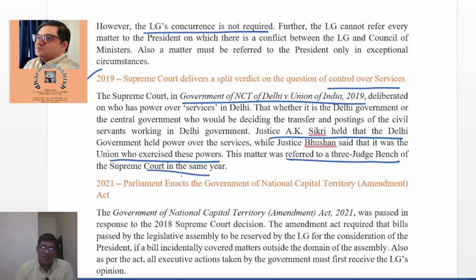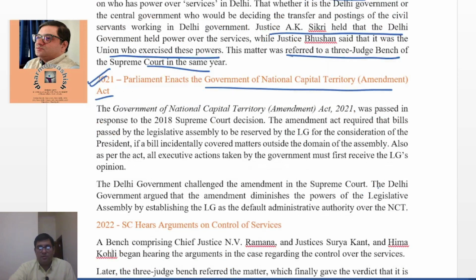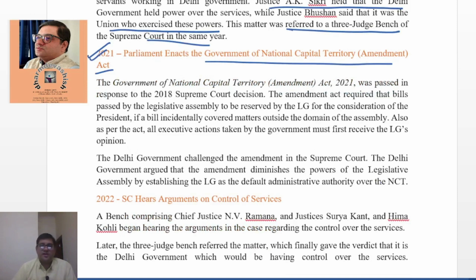In the meanwhile, in the year 2021, Parliament enacted the Government of National Capital Territory Amendment Act. This Amendment Act had been passed in the year 2021. Now, what did this Government of National Capital Territory Amendment Act 2021 say? What were its provisions? This was basically done first and foremost in response to the 2018 Supreme Court decision. And what was that 2018 Supreme Court decision?